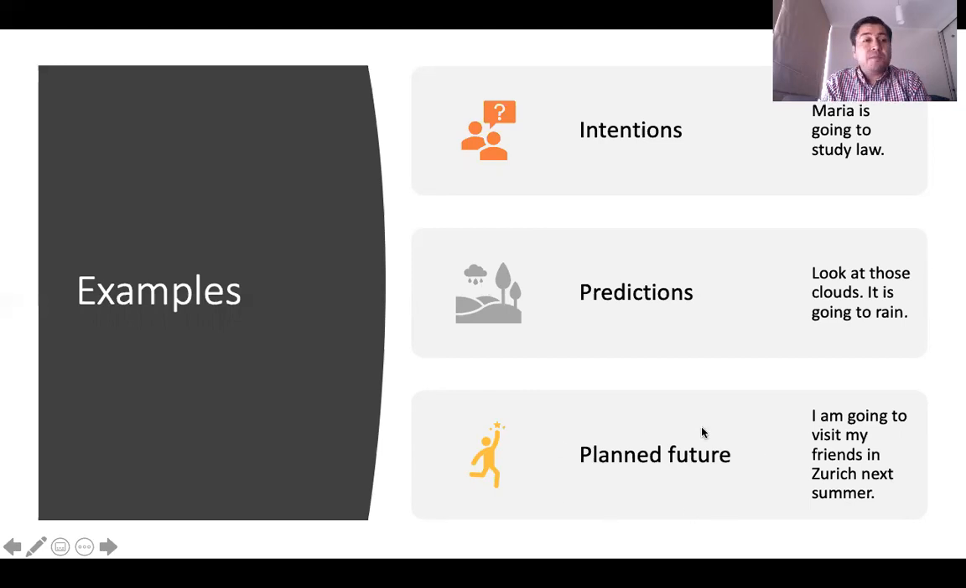And finally, the planned future. Here we have an example saying, I'm going to visit my friends in Zurich next summer. So it is planned because my friends probably know that I'm visiting them. And personally, I have already booked the flight and also have the hotel reservations and everything ready just to go there.